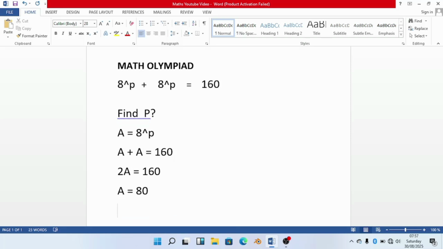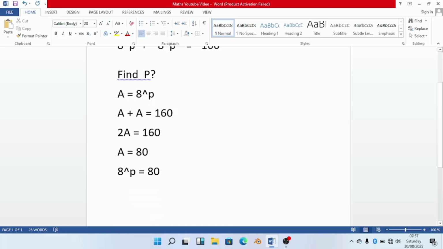We can go on further with the equation. Initially we assigned the entity to a variable, so we can replace the entity back and assign it to a, or rather to h raised to power p. So we have here 8 raised to power p equaling 80. As you can see, we have broken this equation further down, making it simpler.